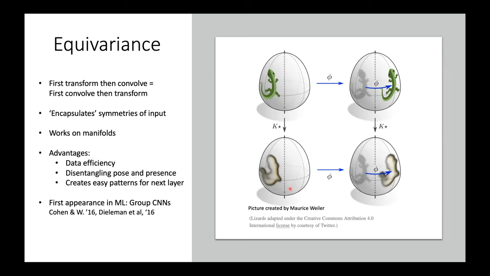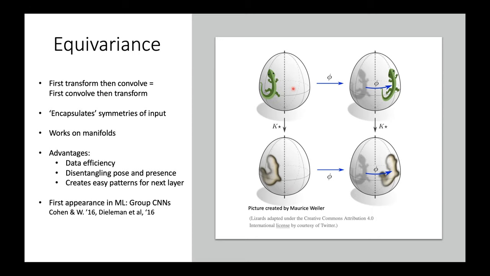Equivariance is something that most of you have probably seen at this point. Here's another one of those beautiful pictures that Maurice made. This is a gecko on some kind of egg. It illustrates that you can do deep learning on eggs, but you can also define equivariance on eggs and geckos.